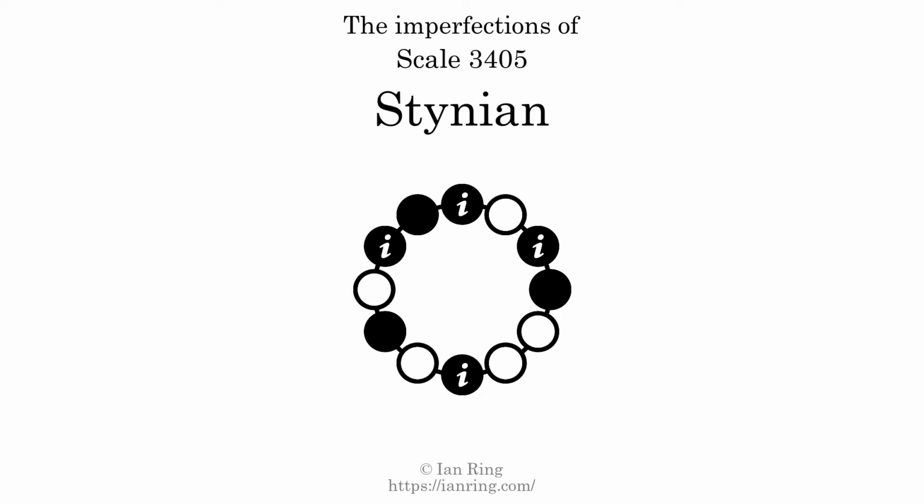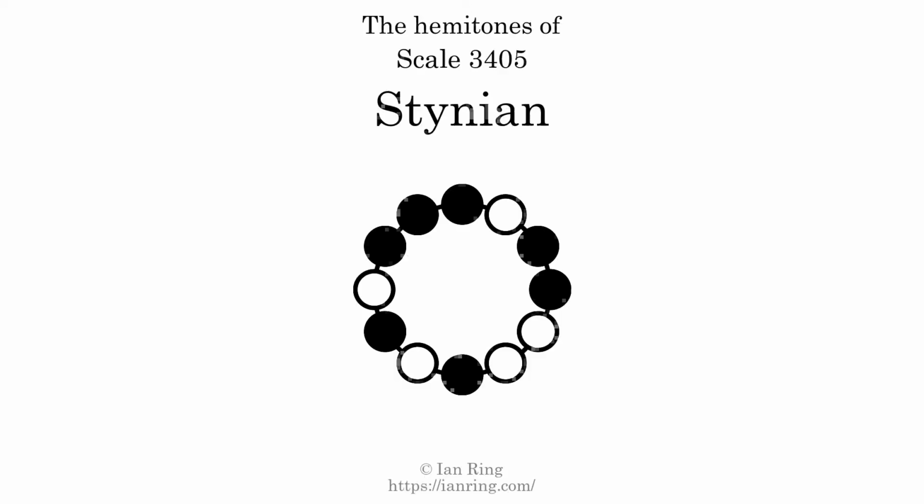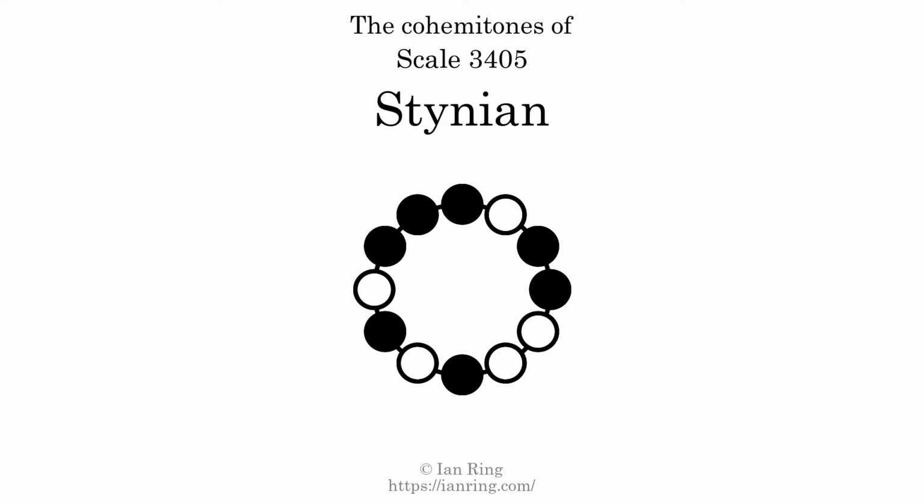They are at positions here, here, here, and here. Hemitones are instances where 2 tones in the scale are a semitone apart. This scale has 3 hemitones. They are at positions here, here, and here. Cohemitones are instances where 2 hemitones are beside each other. This scale has 1 cohemitone here.